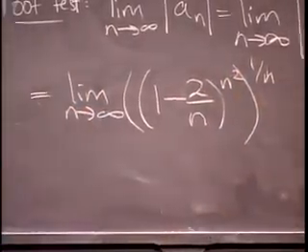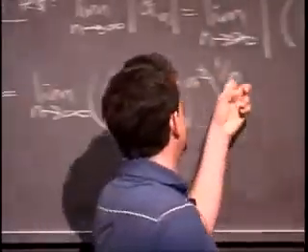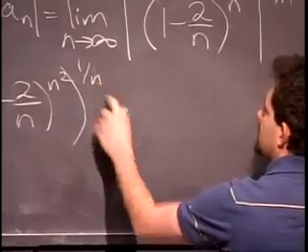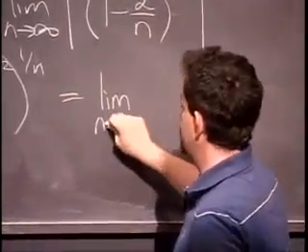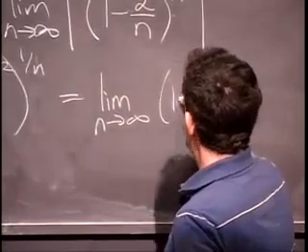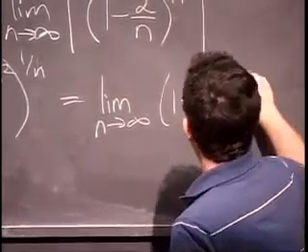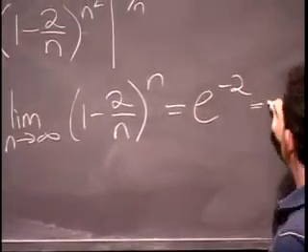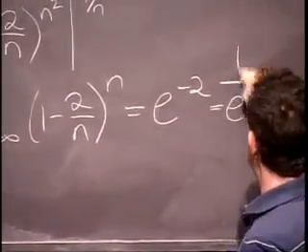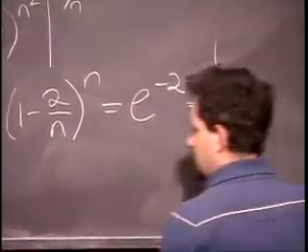Well, our exponential rules say multiply the n squared by 1 over n, and this just becomes the limit of (1 minus 2 over n) to the n, which we know is e to the minus 2, otherwise known as 1 over e squared.